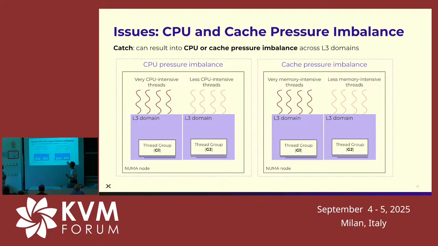A similar problem can happen if we end up placing all the memory intensive threads on the same L3 domain. Again, the same problem will happen here because there will be a lot of cache pressure on this L3 domain, and the performance of the threads running on it will be affected, whereas there will be suboptimal cache utilization on the other L3 domain because less memory intensive threads are running on that.